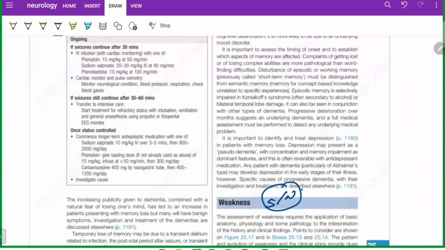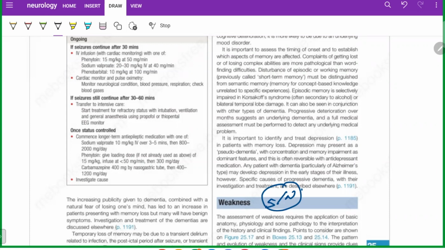அப்படி இல்லைனா you can go for propofol. Propofol இல்லைனா you can go for valproate. Valproate எவ்வளோ கொடுக்கலாம்? 20 to 30 mg per kg at 40 mg per minute you can give. Okay, even then that is not stopping. You can also go for phenobarbital 10 mg per kg at 100 mg per minute.